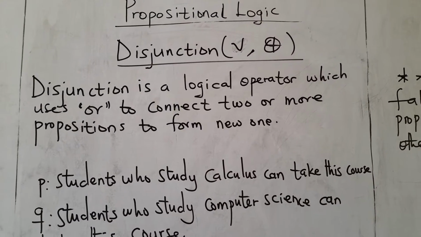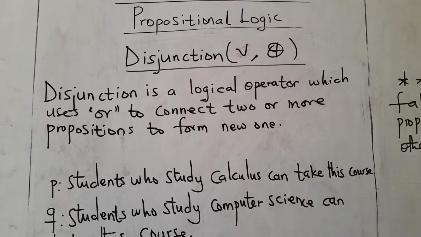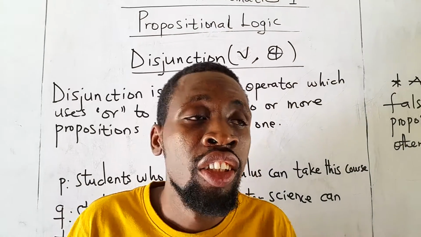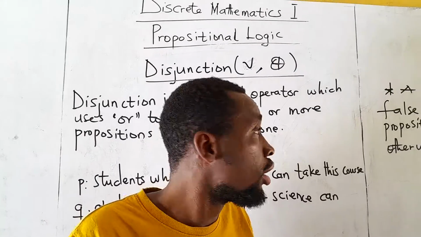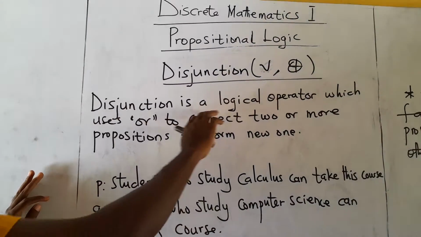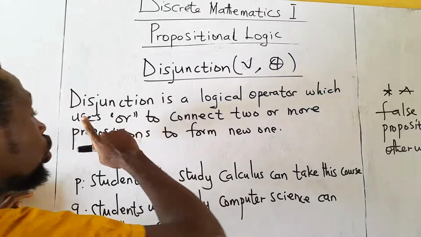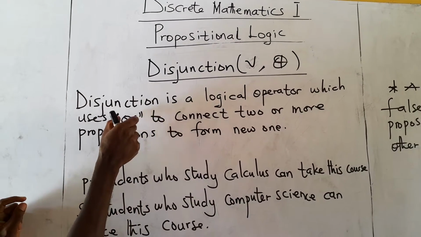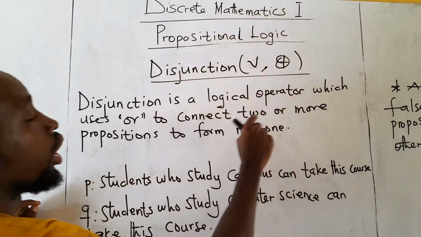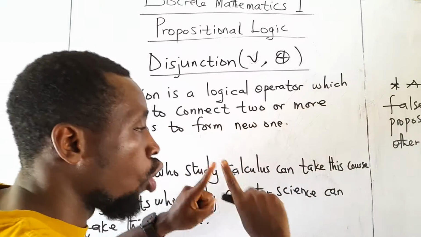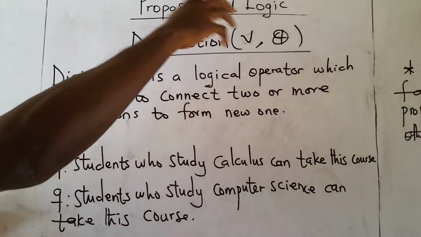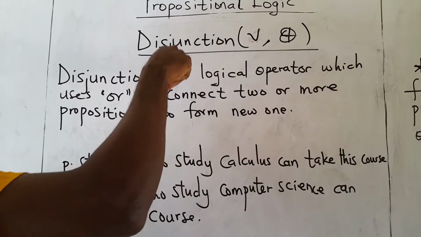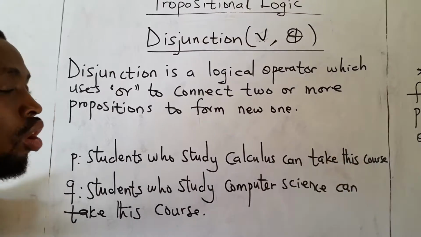So our next logical operator is disjunction. So what do we mean by a disjunction statement? We say a disjunction is a logical operator which uses or to connect two or more propositions to form a new one. Please take notice of it. Remember, conjunction uses and. Disjunction uses or.